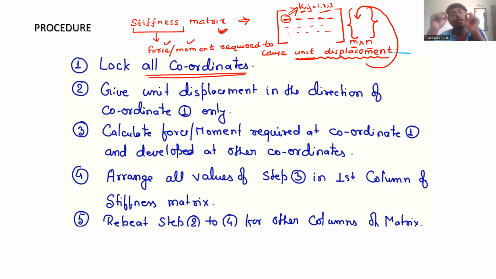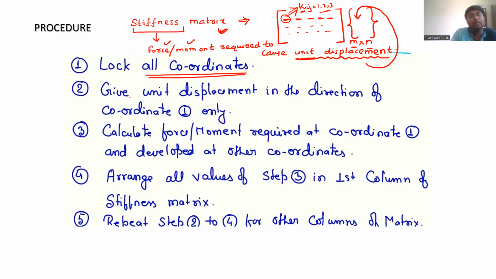So that is the meaning of locking all those coordinates. If you remove all those kinematic indeterminacy of the structure, you are directly locking all those degrees of freedom. That is the meaning of statement 1. Lock all those coordinates or degrees of freedom of the given structure.